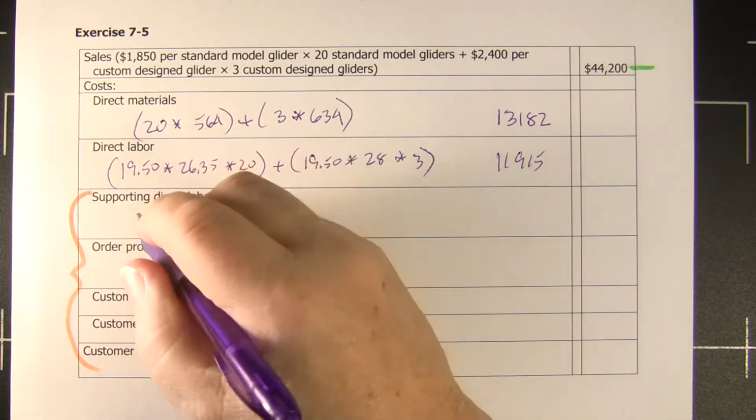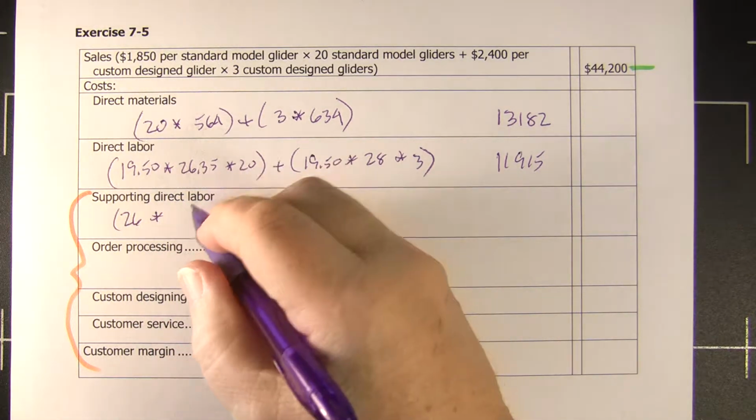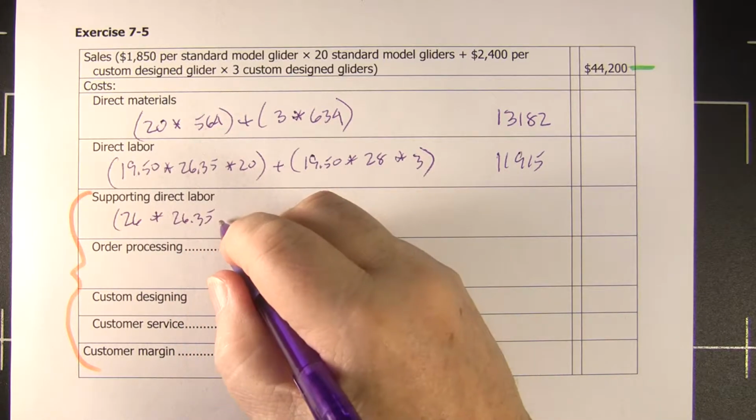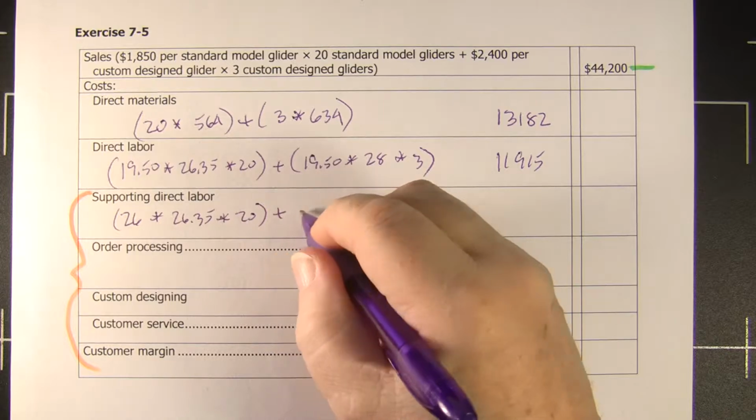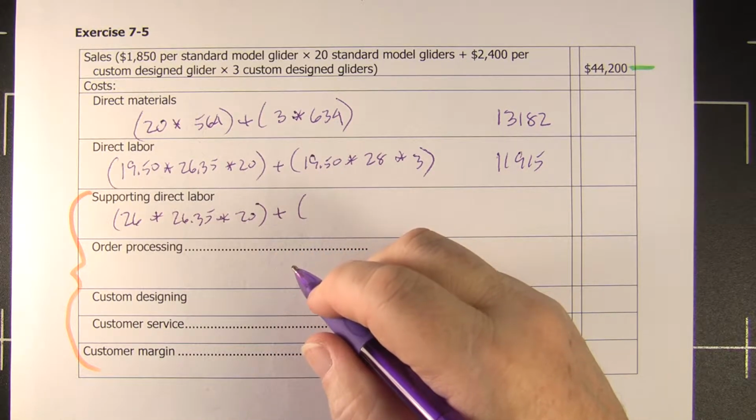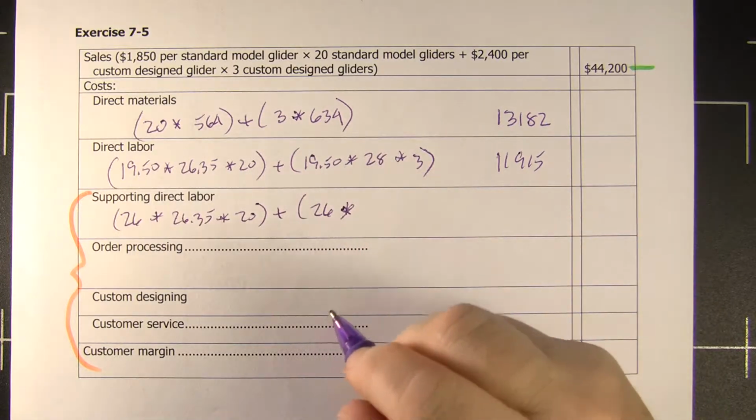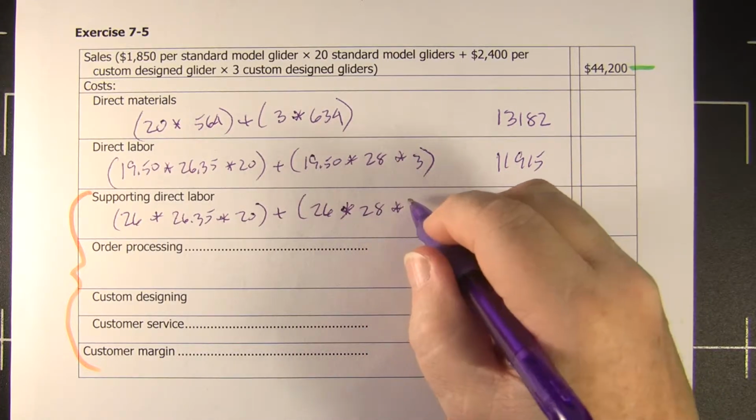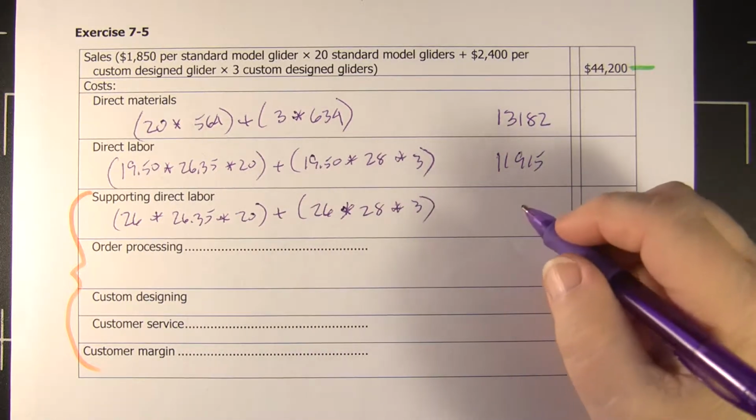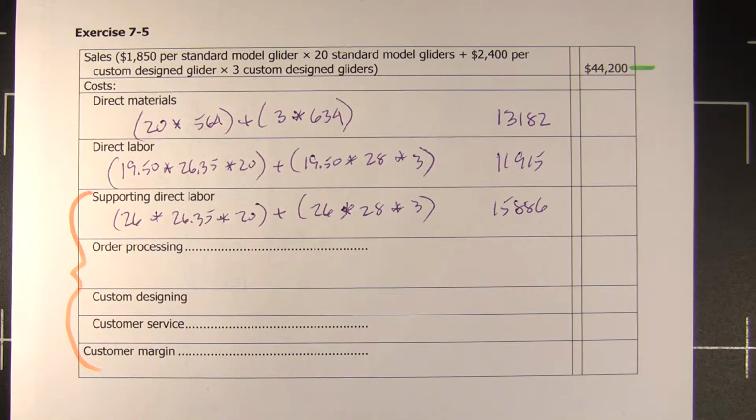Okay, so supporting direct labor, we have $26 per hour times the $26.35, the hours spent, times the 20 units, plus on the supporting direct models, we still have our $26 per hour, our overhead application rate, but now we're multiplying that, and this part of the function stays the same. 28 times 3, and that comes to $15,886, which means we spend almost $16,000 to supervise the people who do $12,000 worth of labor.